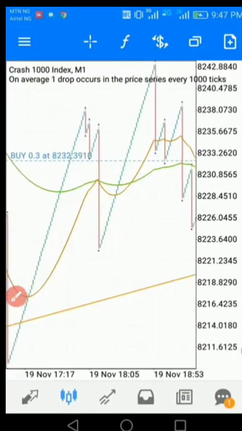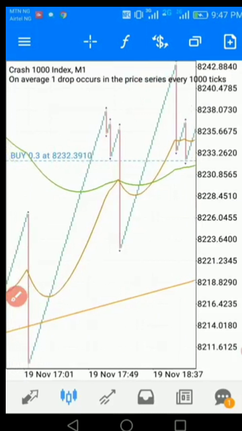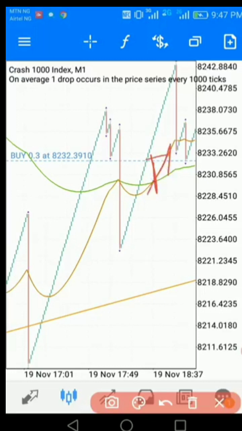Let's look at this place. The crossing took place somewhere here. Of course it is the orange or the gold for crash that will be crossing the green from down moving upwards. Take note of that. But on boom, the reverse is the case. The orange will be crossing from up coming down for boom, but for crash the orange is crossing from down up. Now the crossing actually took place here, but let's count.